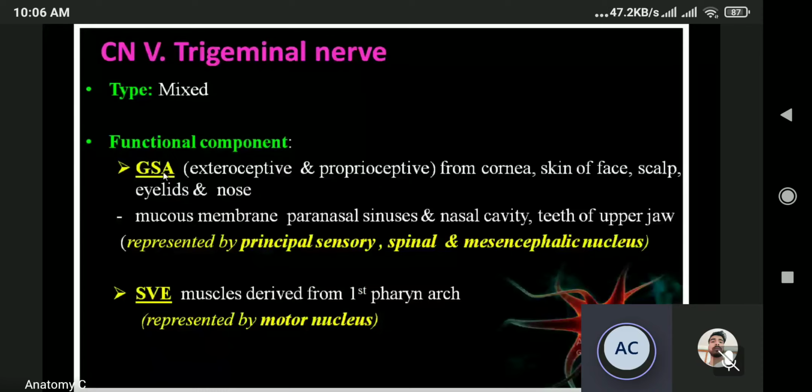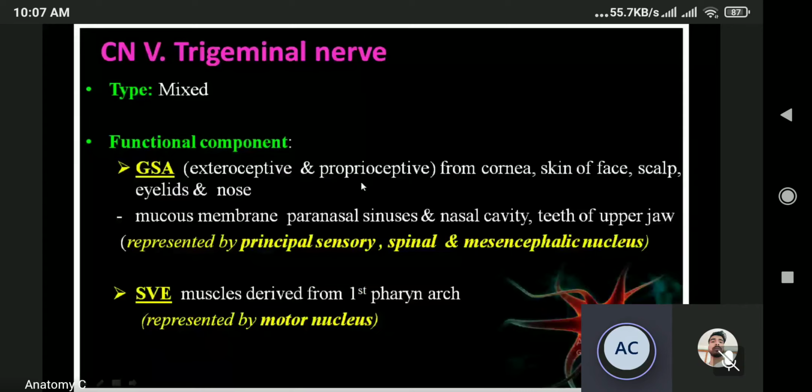But it is not carrying the special sensation. It is carrying the pain, touch, pressure, temperature, those general sensations. So we have the general somatic afferent. So it is carrying the exteroceptive and proprioceptive. Exteroceptive means outside, it may be touch, pressure, temperature, pain. Proprioceptive means muscle and joint sensation.